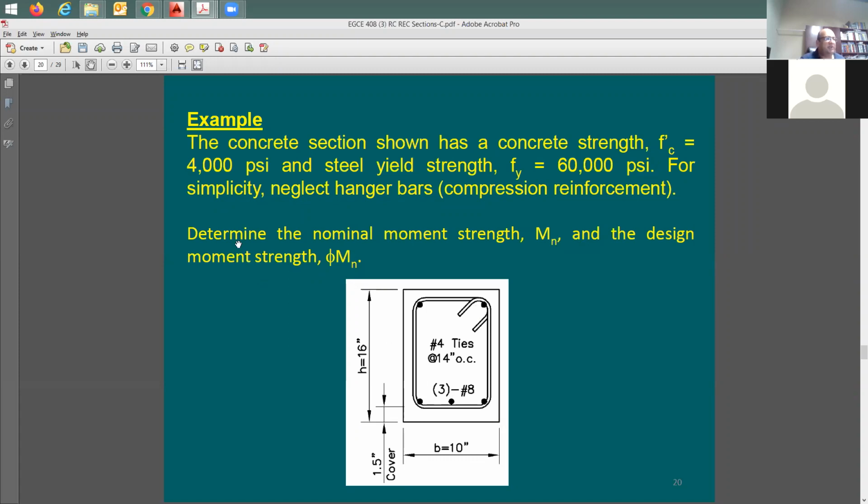And the question here says, determine the nominal moment strength, which is Mn, and the design moment strength, phi Mn. Now, for the tension reinforcement here, I should be able to find A sub S, which is the total cross-section area of all these 3 bars, the 3 number 8. This is going to be perpendicular to the screen, and this is what we are going to be using in tension. If one rebar has a cross-section area of 0.79 square inches, the question is, where did they get this from?